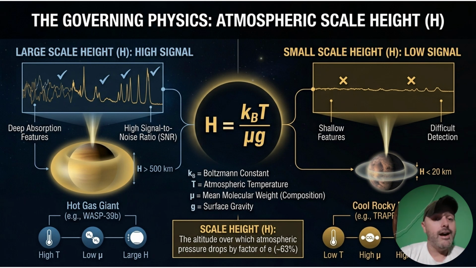So, put simply, hot gas giants with low density atmospheres create a puffy target, it gives us more target to look through. And it's much easier for us to detect gas giants than rocky planets, which have an atmosphere that's compressed and really tight around that rocky core.